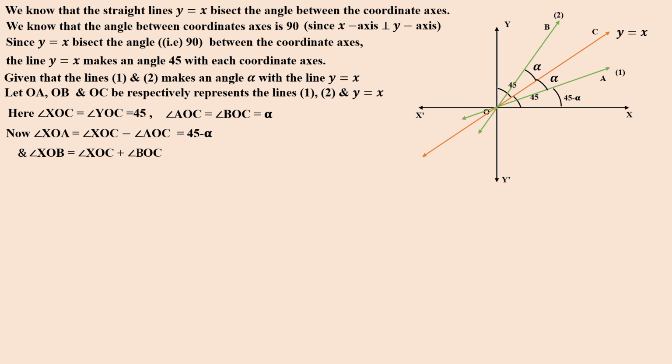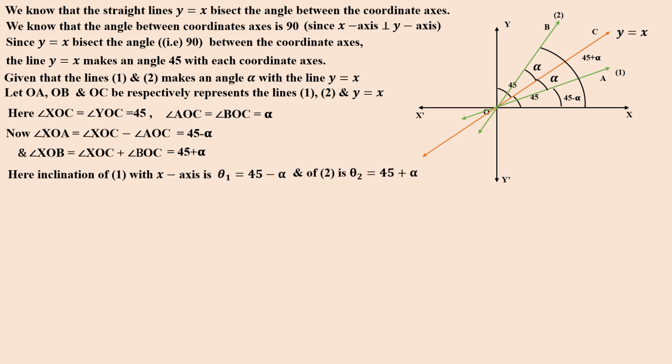Similarly, we are taking XOB. So XOB is equal to XOC plus BOC, the other part. So 45 plus alpha. Here, the inclination of the first line with the x-axis, theta 1, is equal to 45 minus alpha. So for the second equation, the inclination theta 2 is equal to 45 plus alpha.